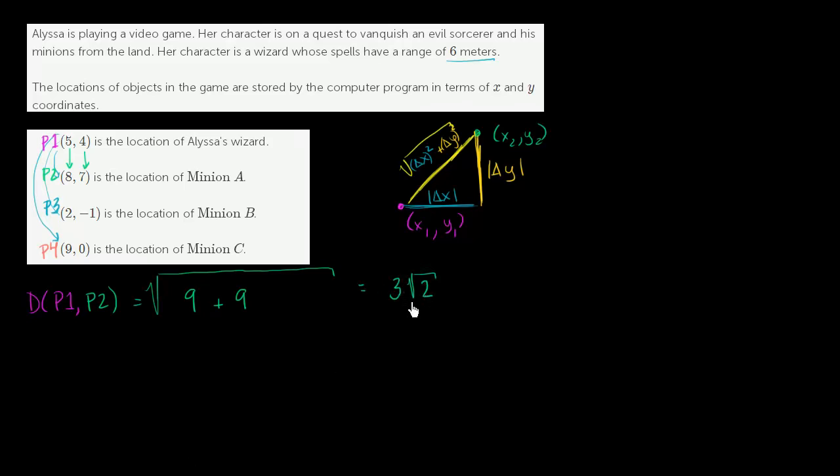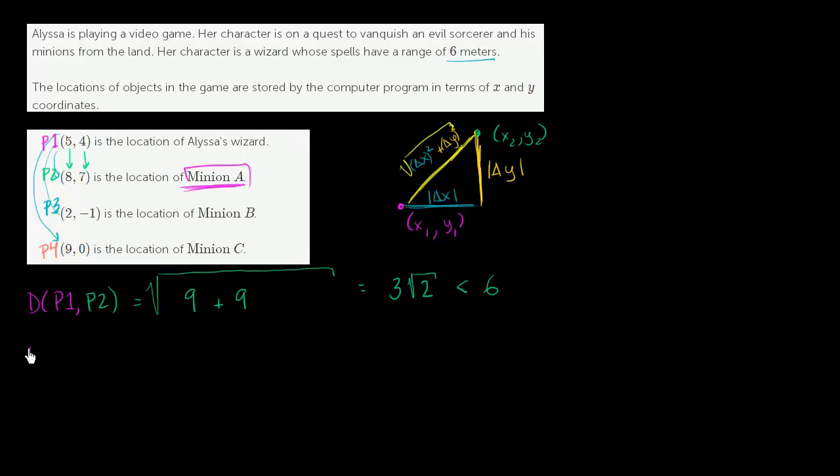Now, is this more or less than 6? Well, 3 times 2 is equal to 6. Square root of 2 is less than 2. It's 1 point something. So this right over here is going to be less than 6. So P2 is in range. Alyssa's wizard can get minion A. Minion A she can attack. Now let's think about minion B.